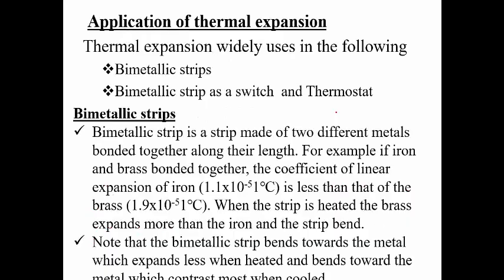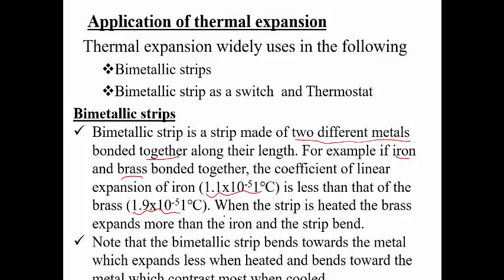The other thing is the application of thermal expansion. Thermal expansion is widely used in bimetallic strips, and bimetallic strips are used as switches and thermostats. Let us see the bimetallic strip. This bimetallic strip is a strip made of what? Two different metals. These two different metals are bonded together along their lengths. For example, we can bond iron with brass, and the linear expansion coefficient of iron is this much, and for brass is this much. There is an expansion coefficient difference.